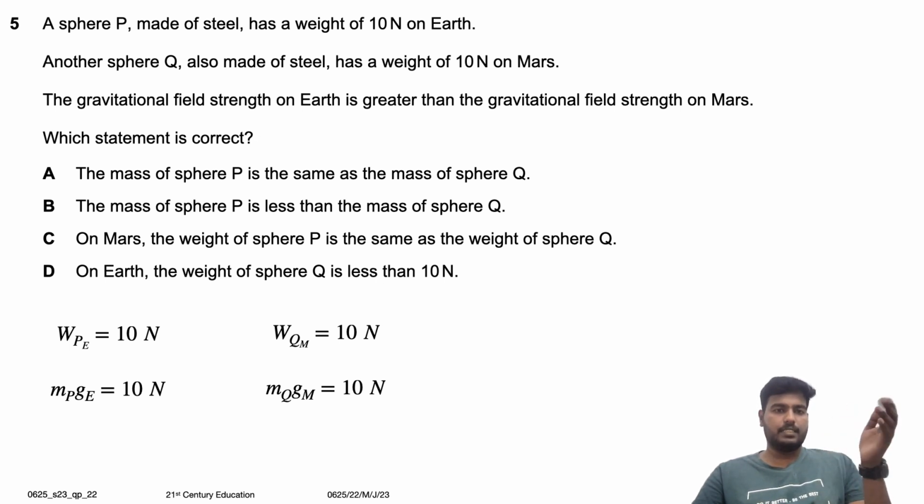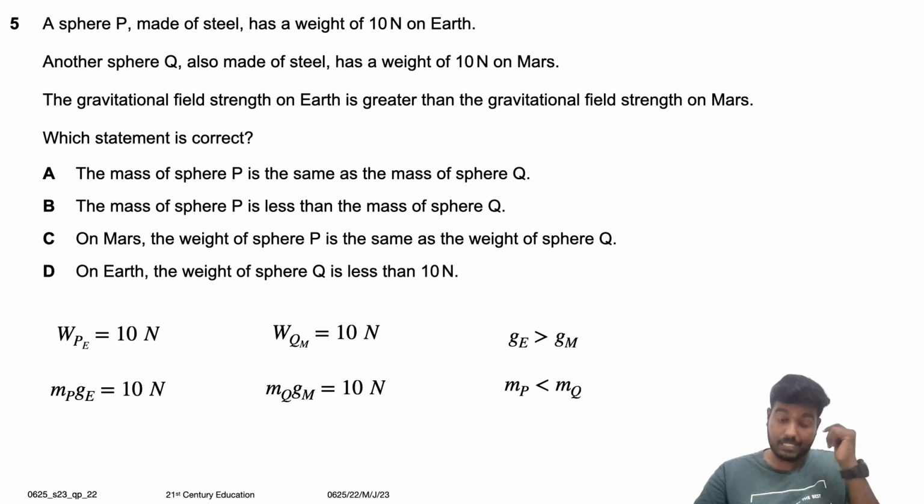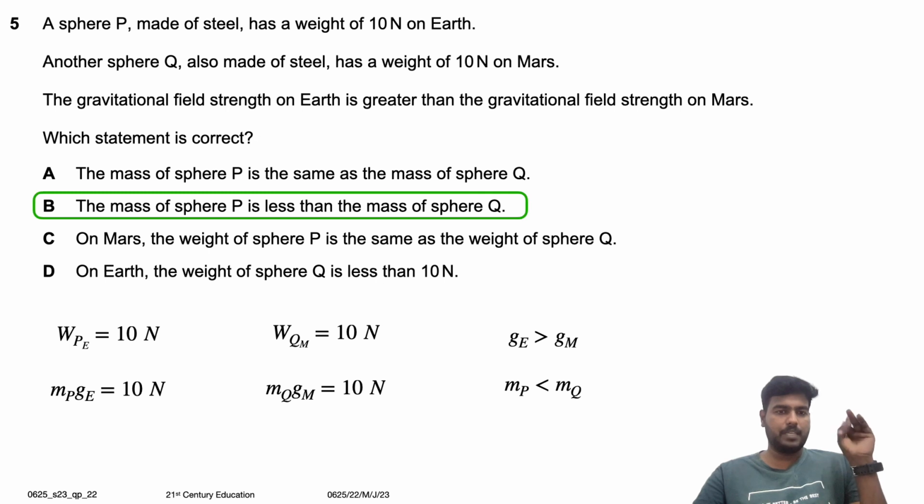If the acceleration due to gravity on Earth is higher, both quantities are 10 Newton, but GE is higher than GM. So MQ must be higher than MP, or MP is less than MQ. Which option is that? The second option: mass of sphere P is less than mass of sphere Q.